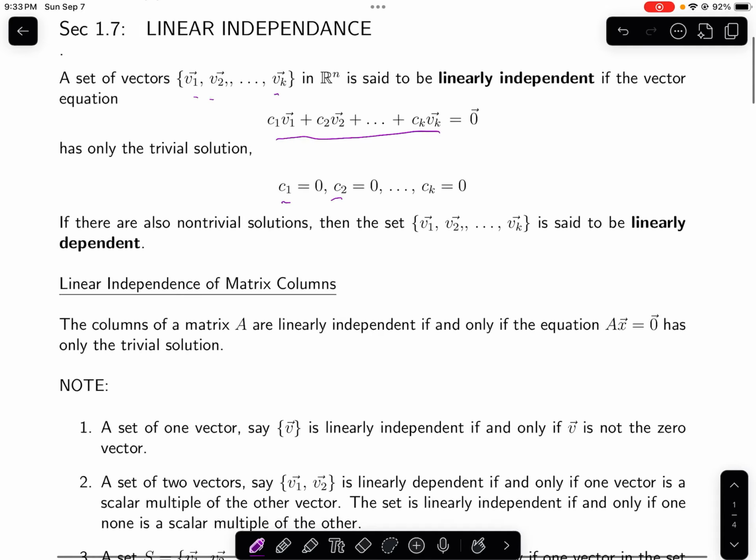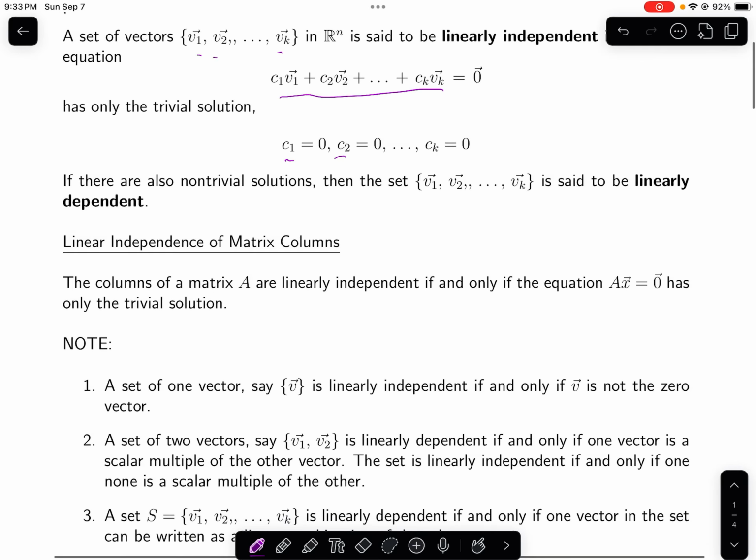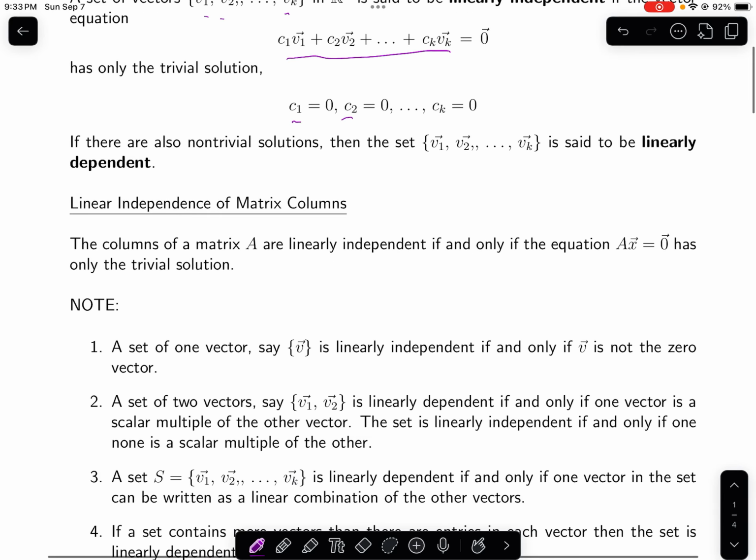So when will the matrix columns be linearly independent? The columns of a matrix A are linearly independent if and only if the equation Ax is equal to 0 has only the trivial solution. So remember, this equation is the same thing as the vector equation up there. This is the matrix equation.